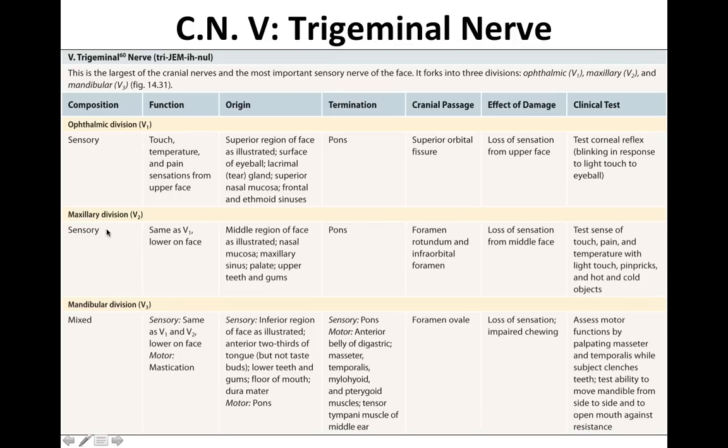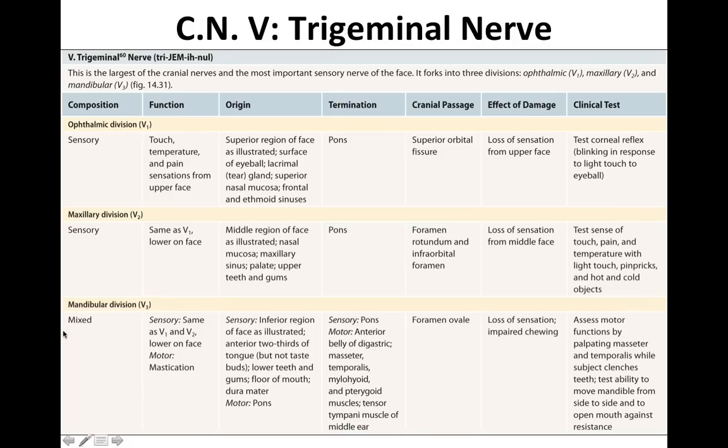The maxillary division, also conveying sensory information, runs from nasal mucosa as well as maxillary sinuses. And this is where you start to see sensation from the upper part of the teeth and the gums. So if you've ever had brain freeze before, when you're eating ice cream too quickly and it makes the roof of your mouth too cold and you get a headache, that's actually a sensation primarily being carried by the maxillary division of the trigeminal nerve.